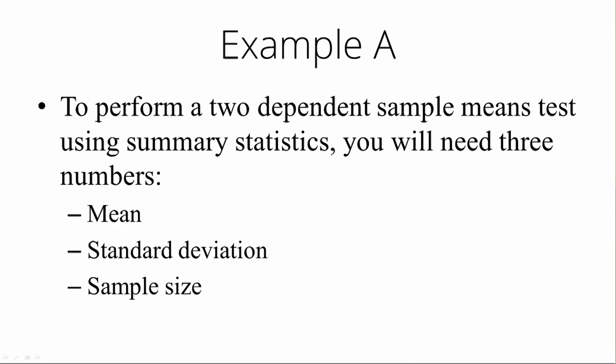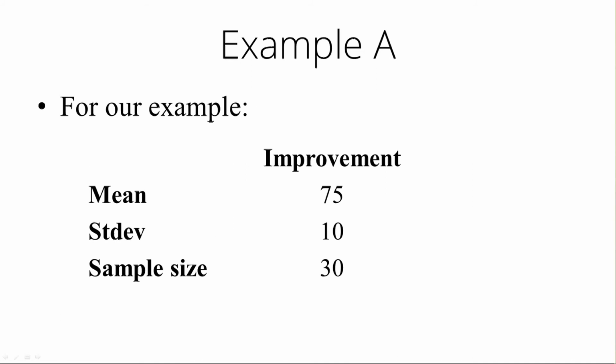So example A, and this is the example that's actually online. To perform a two dependent samples test using summary statistics, you need three numbers: the mean, the standard deviation, and the sample size. From the example, the improvement had a mean of 75, a standard deviation of 10.53, and a sample size of 30. So let's see how to do this in StatCrunch.